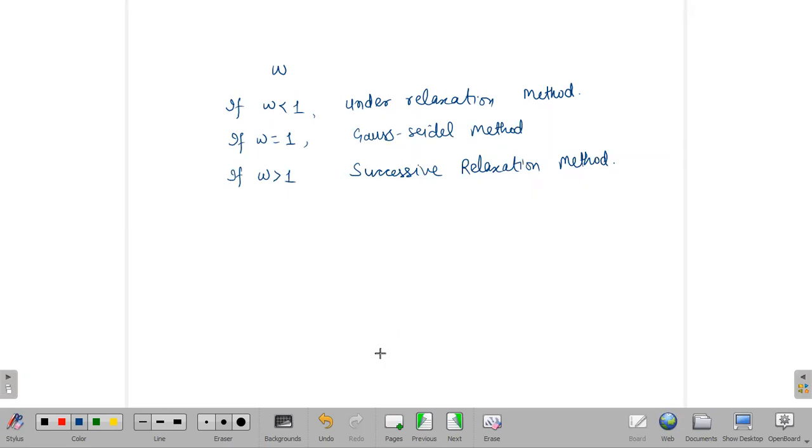Actually, there is a benefit of the under relaxation method also. When the Gauss-Seidel method fails, in that case the under relaxation method will also work. But successive over relaxation will also work when Gauss-Seidel fails, and it will give you faster convergence also. So there is a double benefit of the successive over relaxation method.